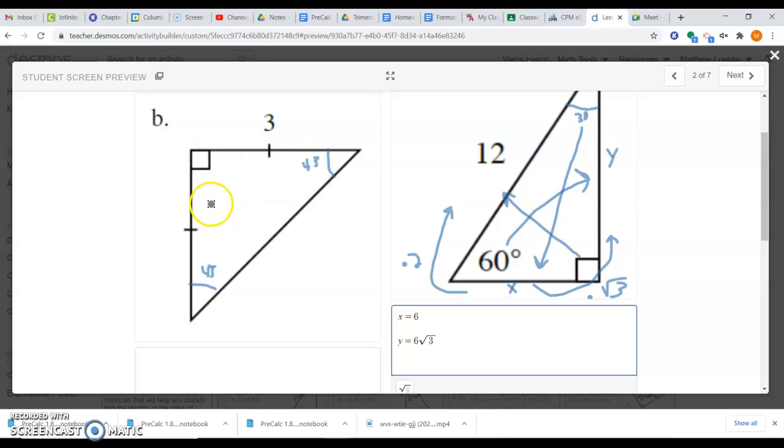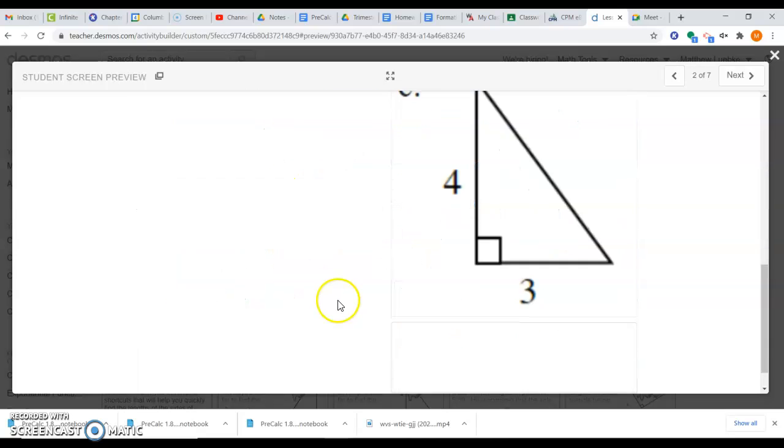Okay, 45, 45, 90, the two legs are the same. It shows that here with these tick marks, but the two legs are always the same. And then to find the hypotenuse, it's just one of the legs multiplied by the square root of 2. So my hypotenuse here is 3 times the square root of 2. And I have that one completed. So anytime 45, 45, 90, the two legs are the same, choose one of the legs, multiply it by the square root of 2, you'll have your hypotenuse.